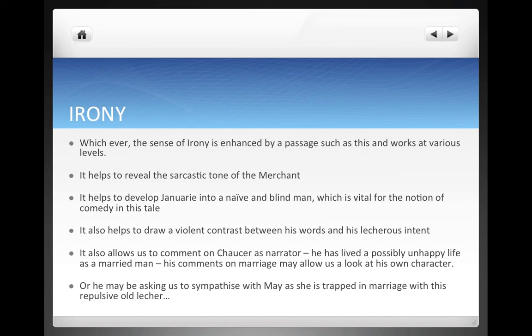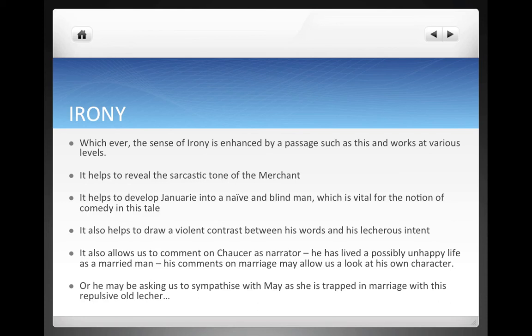The irony allows us to reveal the sarcastic tone of the merchant, the unpleasantness perhaps of the merchant. It helps to develop the character of January, which will be another lesson, into this naive and, well, slightly blind man. And I think this is vital for all sorts of things. It's a way to get some sympathy for January, but it's also very important for comedy. Comedy works extremely well when the central character is this naive character to whom things happen that he doesn't see. The dramatic irony being, of course, that we all do.